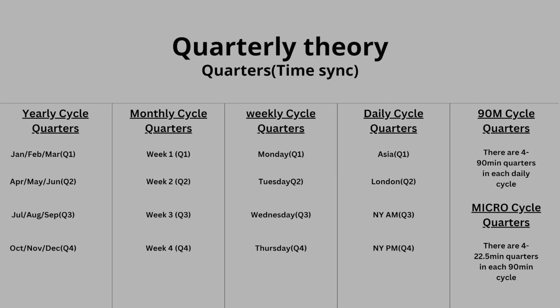And then the daily cycle quarters is each session. There are 6 hours in the session, and that we split up into 90-minute cycles. And then we split the 90-minute cycles up into four, which are 22.5 minutes each quarter for the microcycle.